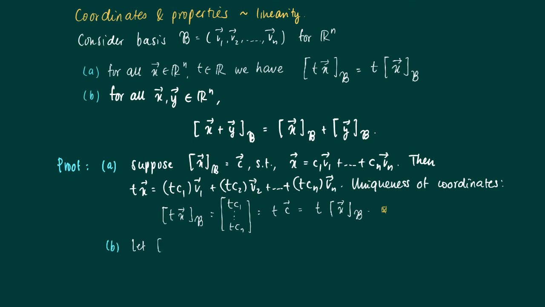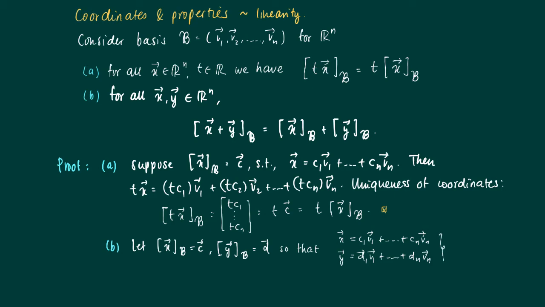So now point B, assume that x is expressed in the basis beta as a coordinate vector c, and that y expressed in the same basis equals a vector d, so that we know that x equals c1 v1 plus etc. cn vn, and y can be expressed using the vector d. The vector y is d1 v1 etc. plus dn vn.